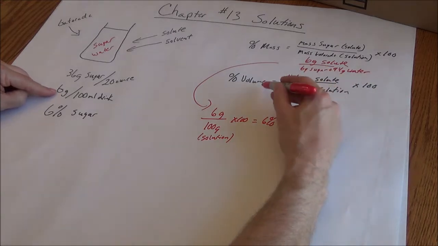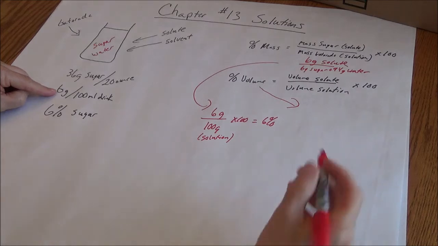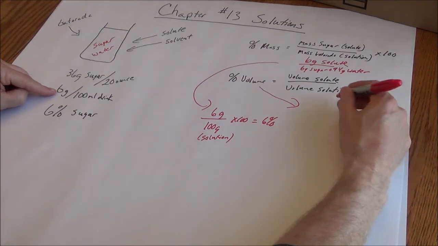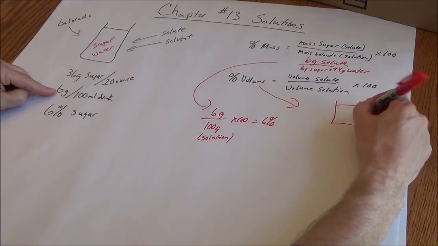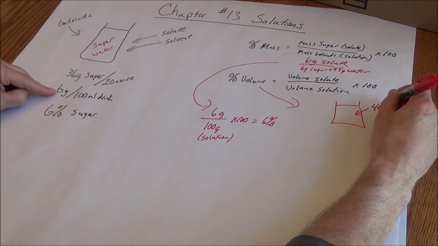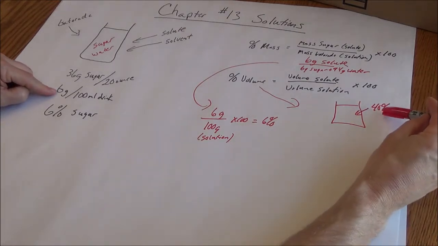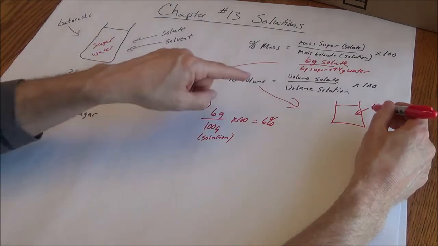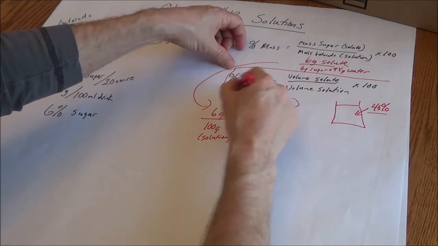Now, another way of measuring concentration of a solution is percent volume. And let's use for our example here, let's say tequila or whiskey. So if I have a container and I have tequila in it, and it says 40% alcohol on the label, and most hard liquors are sold at 40% alcohol. What does that mean? Well, alcohol is a liquid and water is a liquid. So we use percent volume to measure that.